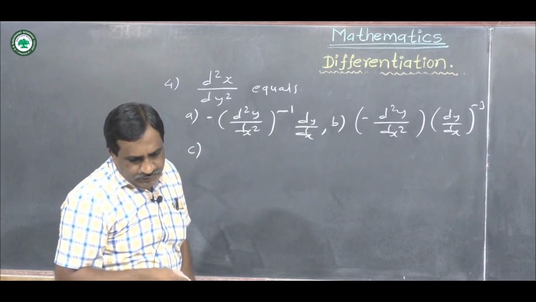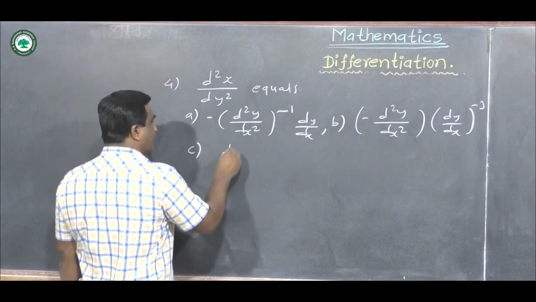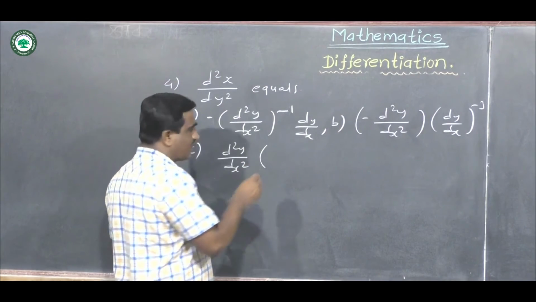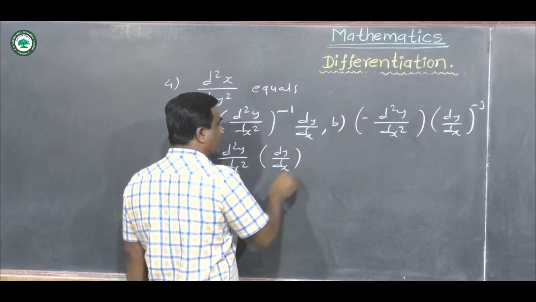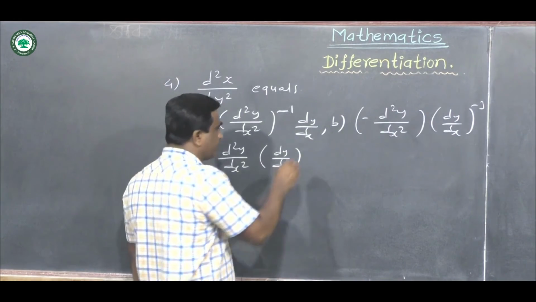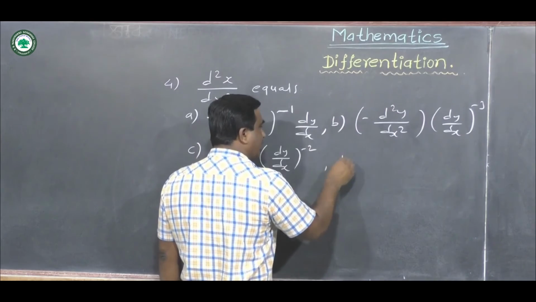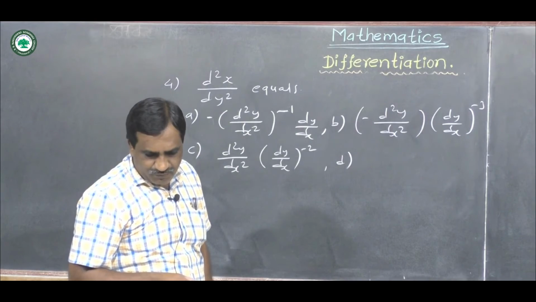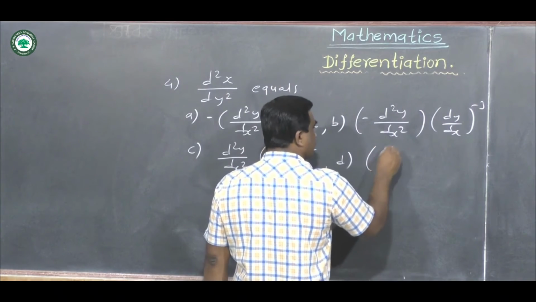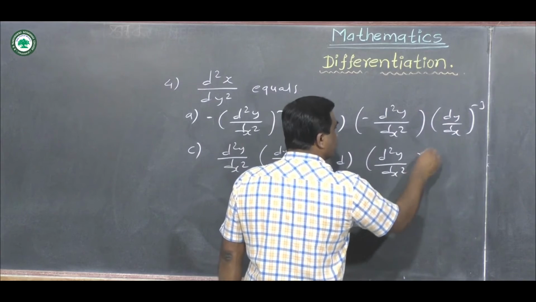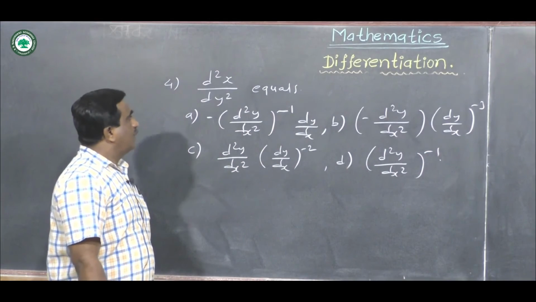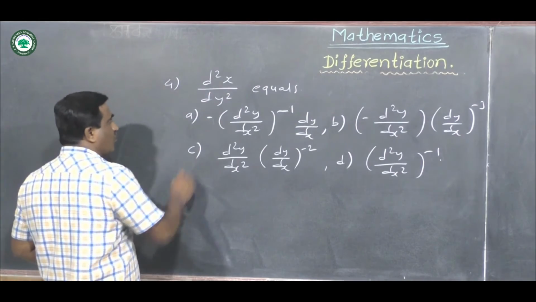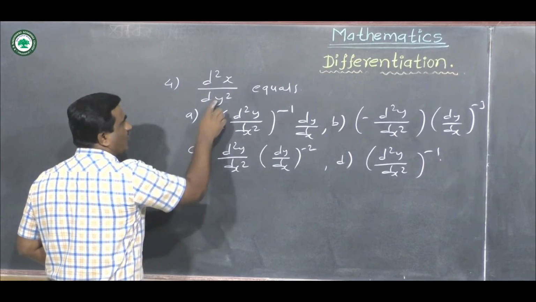Option C is plus d square y by dx square into dy by dx bracket raised to minus 2, and option number D, d square y by dx square bracket raised to minus 1. Okay, now this example was asked in the JEE exam. This is an important example. Now we have to find the derivative or value for this term.